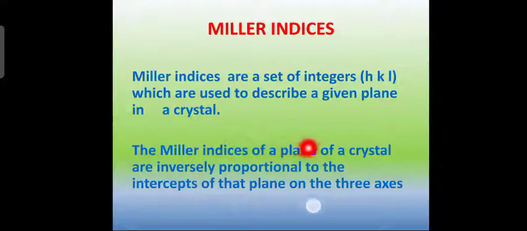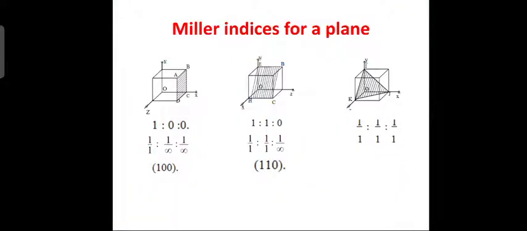The Miller indices of a plane of a crystal are inversely proportional to the intercepts of that plane on the three axes. Now, Miller indices for the different planes, 1 0 0 plane, 1 1 0 plane and 1 1 1 plane, you can represent like this. 1 0 0 plane. And what are Miller indices? They are reciprocal, inversely proportional.